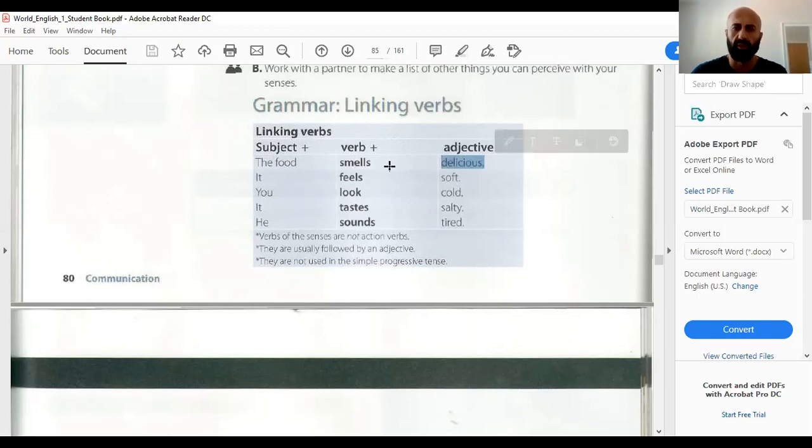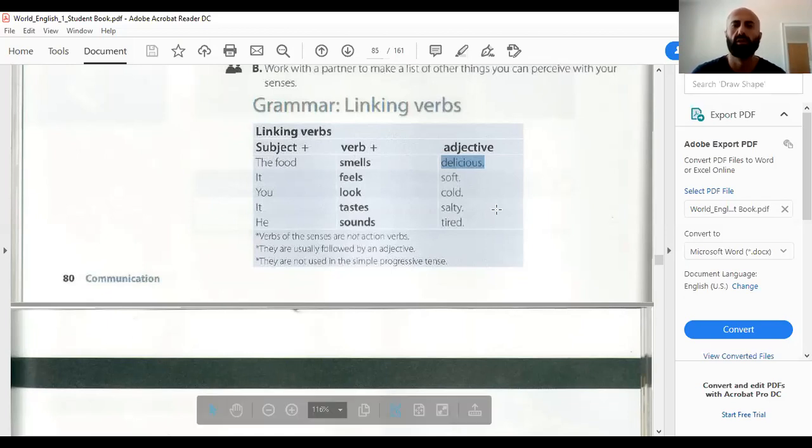The food smells delicious. The food smells dirty. The food smells stinky. Something like that. They are not used in the progressive tense. This is what I told you. It's not in present continuous tense. You won't use it like the food is smelling delicious. You wouldn't say it. Only in present simple tense or past or even present perfect, but just simple tense.